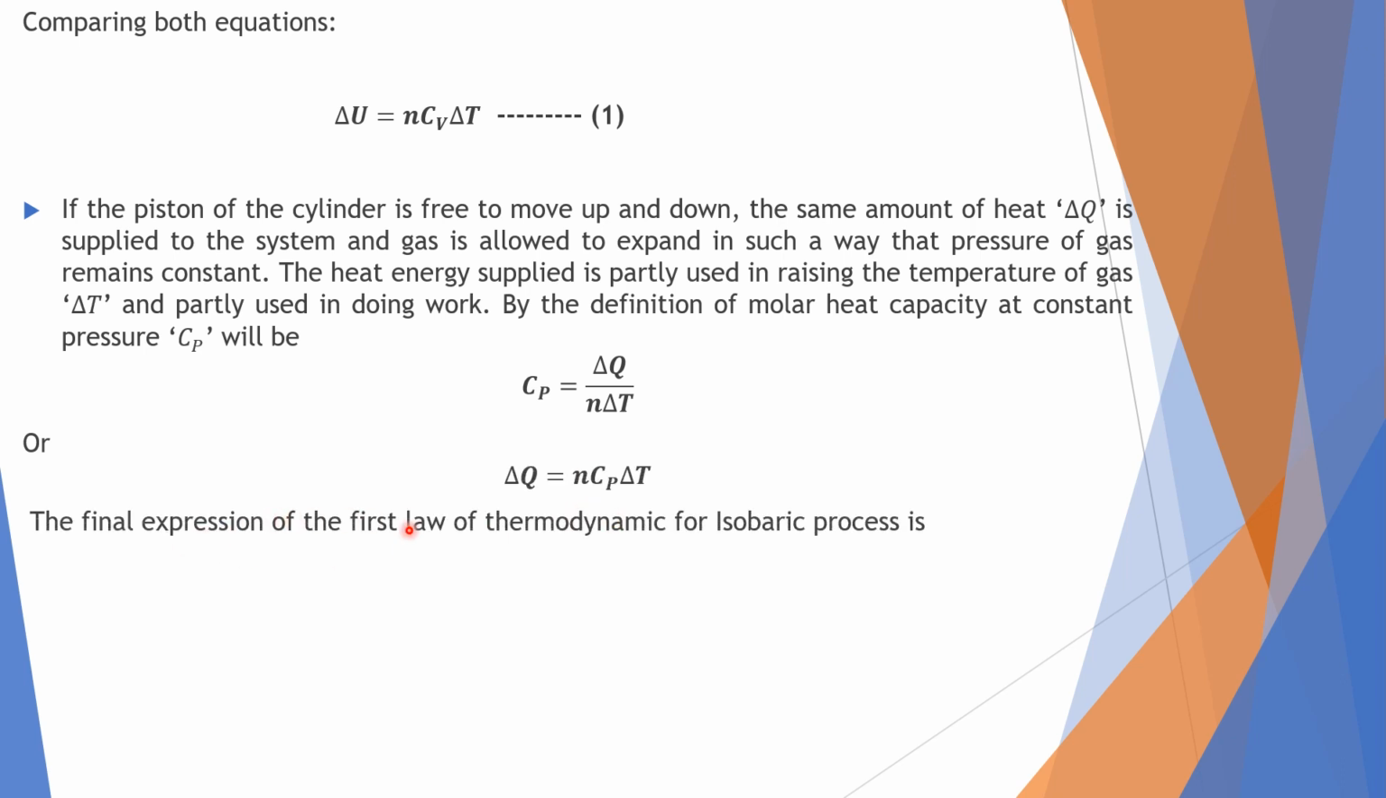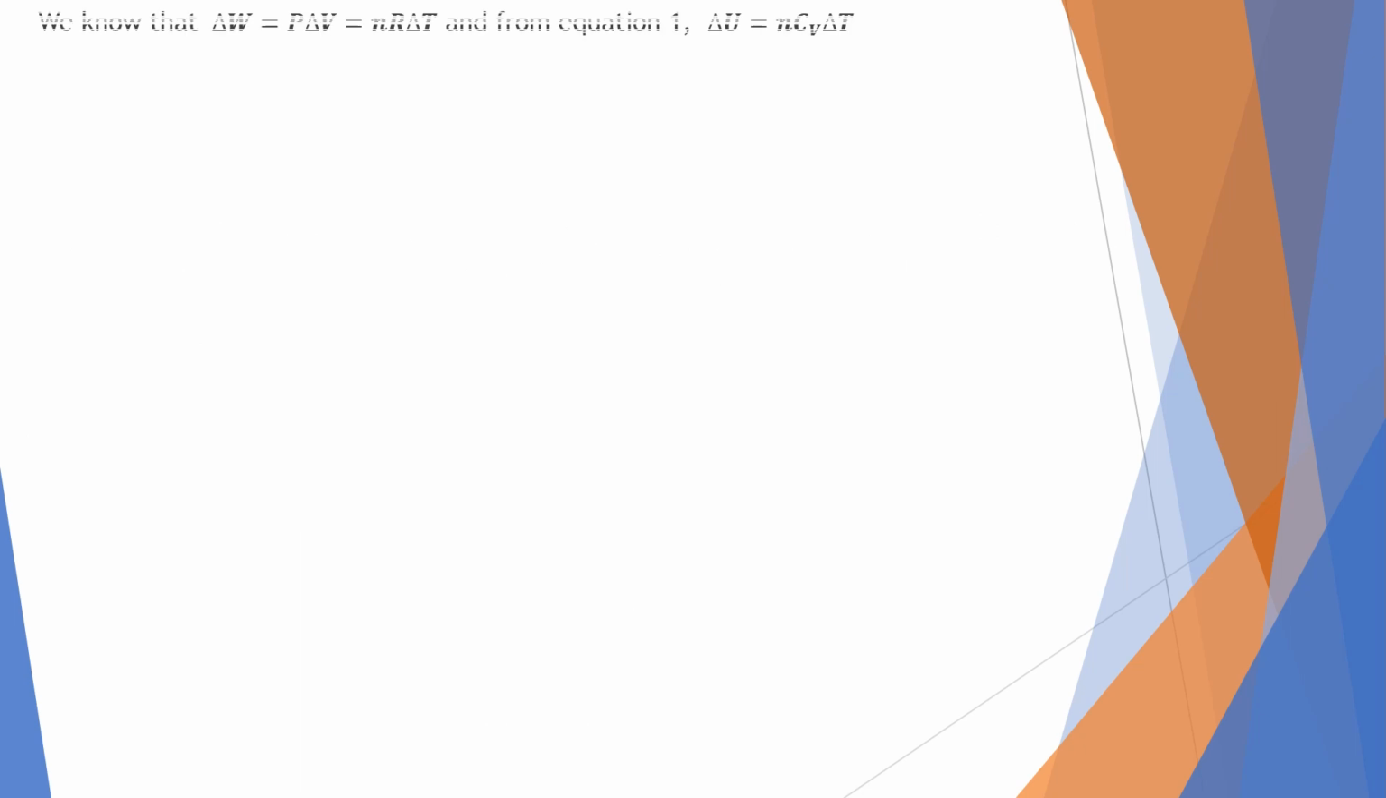So the final expression for the first law of thermodynamics for an isobaric process is delta Q is equal to delta W plus delta U, where delta Q is equal to n Cp delta T. So we can say that delta W plus delta U is equal to n Cp delta T. We all know that delta W is equal to P delta V, which is equal to nR delta T from the general gas law. And from equation 1, delta U is equal to n Cv delta T. So we put the value of delta W and delta U in the above equation.